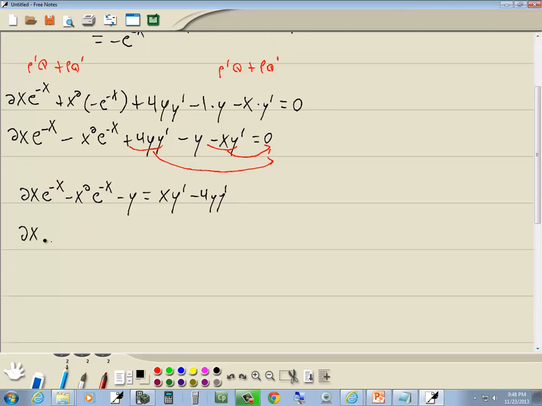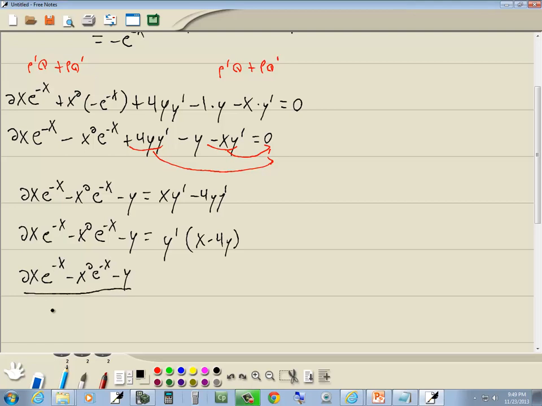So we've got 2x e to the negative x minus x squared e to the negative x minus y, and we'll factor out a y prime. That gives us x minus 4y. Then divide both sides by x minus 4y. And we've got 2x e to the negative x minus x squared e to the negative x minus y, all over x minus 4y, is equal to y prime. And that's our answer.